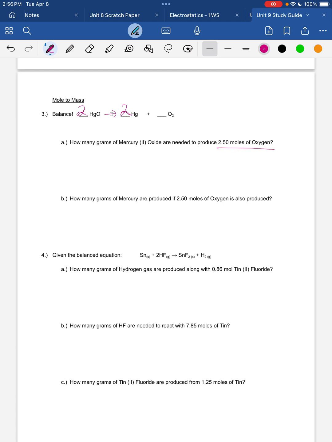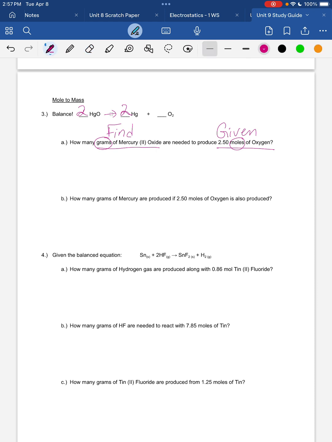So find what's given, 2.5 moles of oxygen, and find what you're trying to get into, which is grams of mercury oxide. Okay, again, this is a mole to mass type of stoichiometry problem, because you're given moles and you're trying to find grams. Now, please note you cannot go from moles of a compound to grams of a different compound directly. You have to have that middle step.